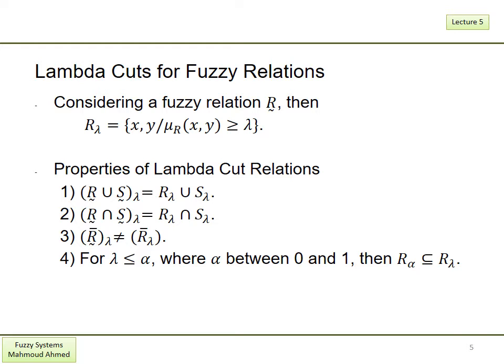1. The fuzzy set R union fuzzy set S of lambda is equal to fuzzy set R of lambda union fuzzy set S of lambda. 2. The fuzzy set R intersection fuzzy set S of lambda is equal to the classical set R of lambda intersection the classical set S of lambda.